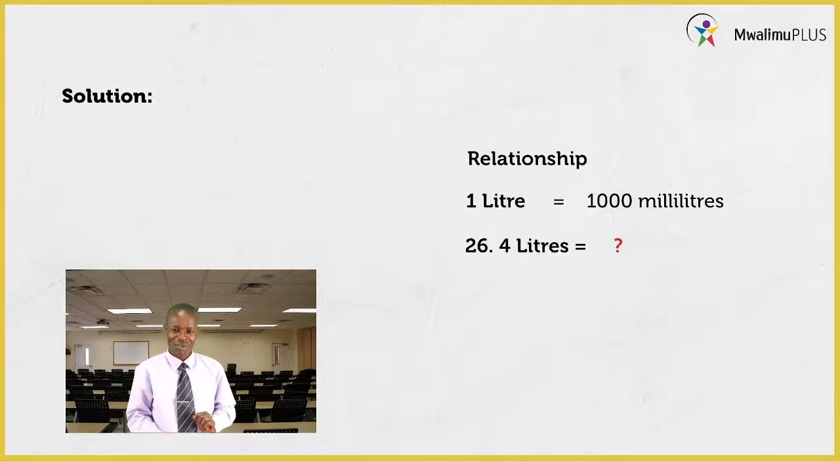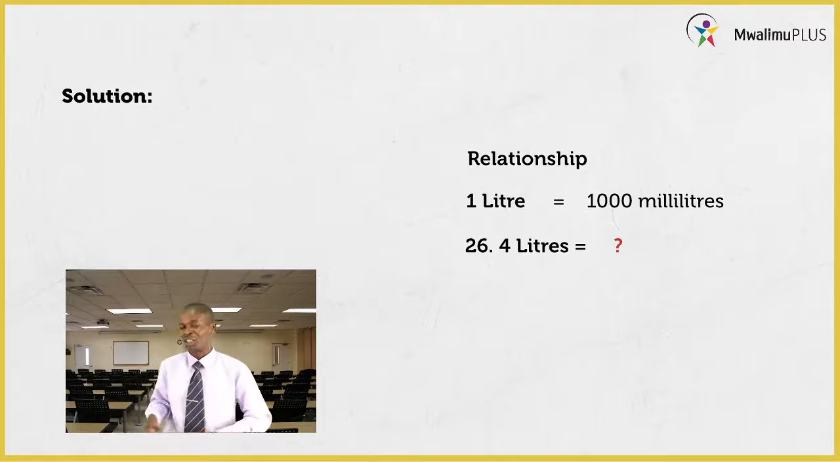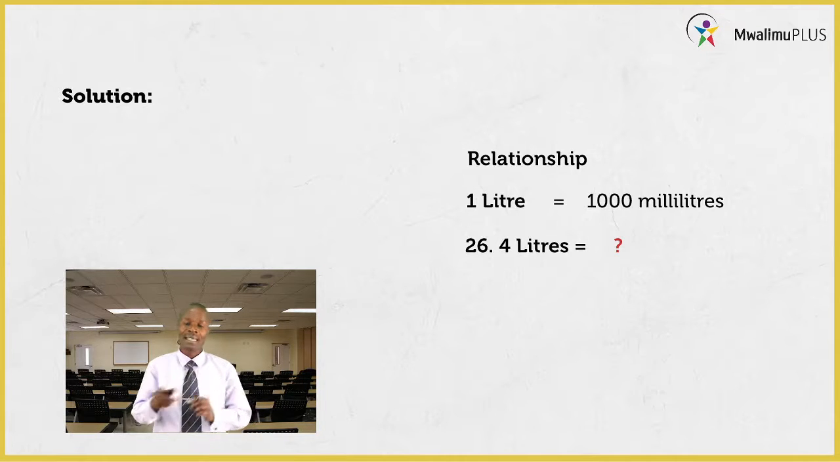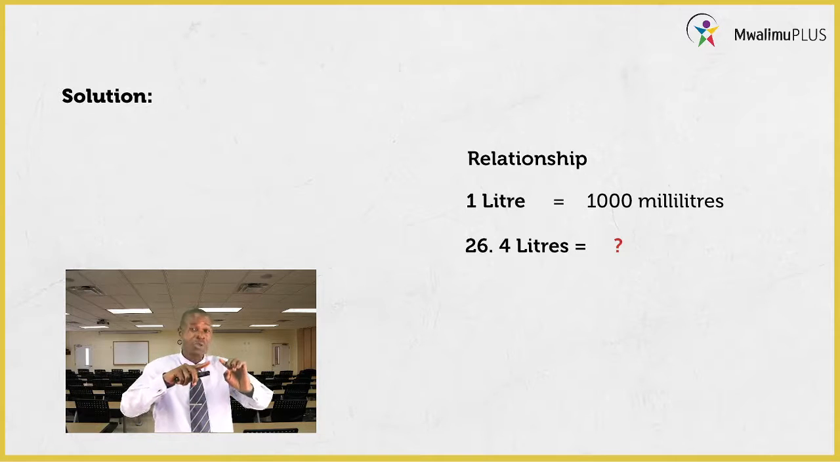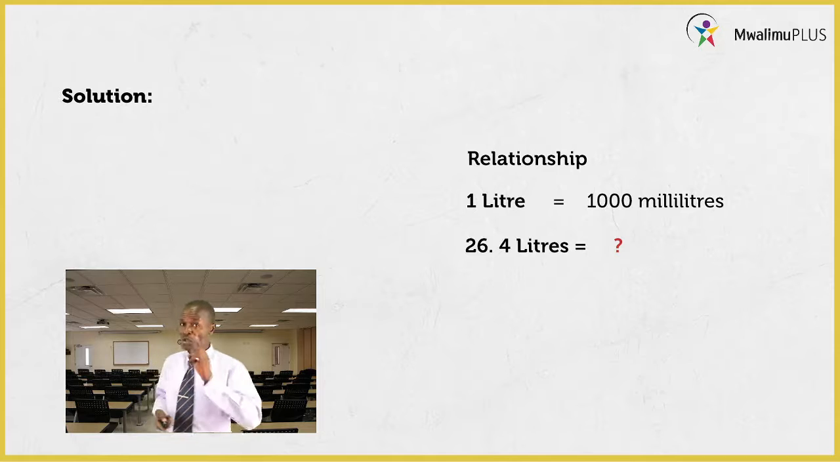This is what we do. First of all, we find the relationship. How do they relate? 1,000 ml or milliliters is equivalent to 1 liter. Therefore, if that is true, then what about 26.4 liters? You ask yourself that question. Now, if you want to convert liters to milliliters, what do you do? You take those liters that you have, then you multiply by 1,000 ml.